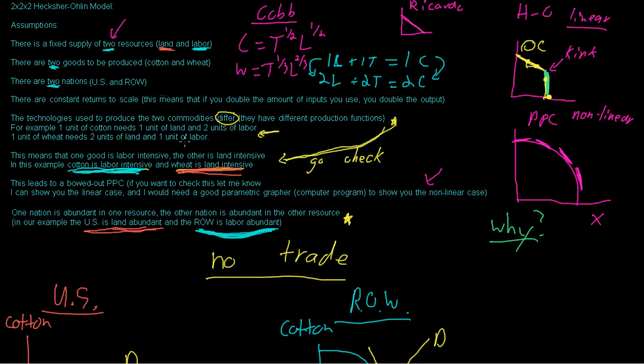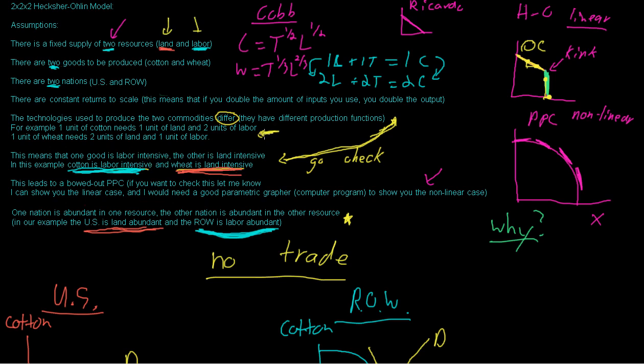The assumption that the production functions are different leads to the conclusion that one good is labor intensive and the other good is land intensive, or one good is intensive in one factor of production and the other good is intensive in the other factor of production. In this example, these would be labor and land, because those are the 2 factors that we are talking about. So cotton is labor intensive and wheat is land intensive based on these production functions.